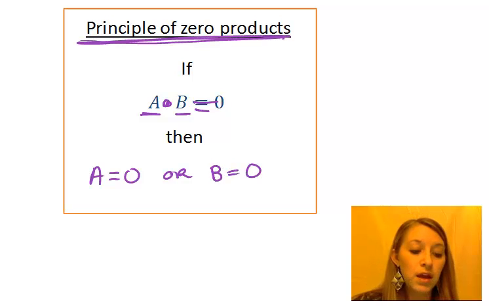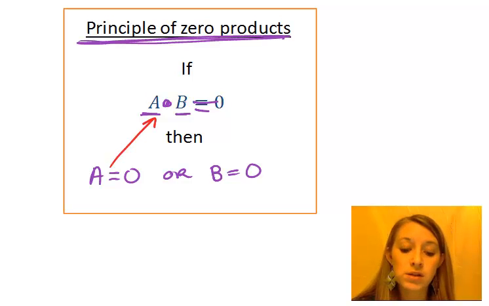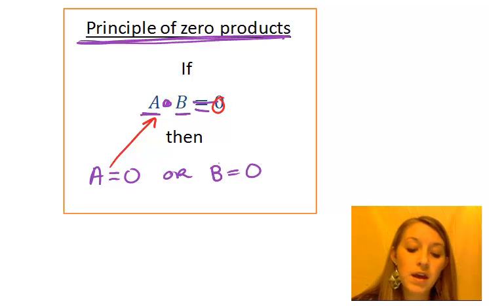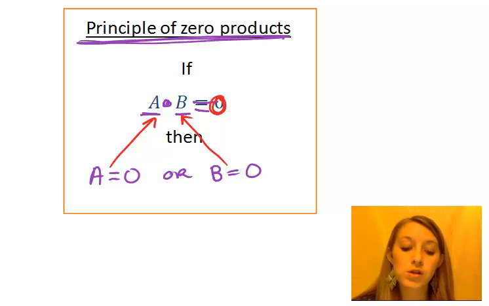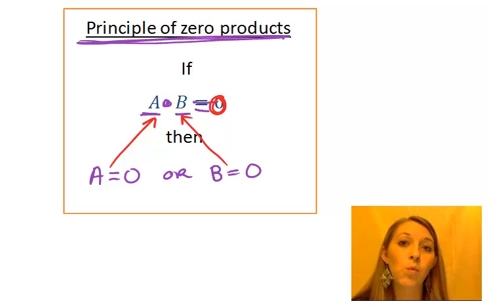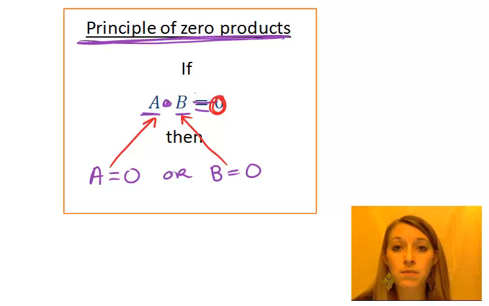So if I were to plug either of these back in, if A is 0, then 0 times B is of course going to be 0 in itself. If B is 0 and I take A times 0, that of course will be 0 as well. So reviewing this property one more time, if you have something multiplied by something else and it is set equal to 0, then your next step is to set each factor equal to 0.